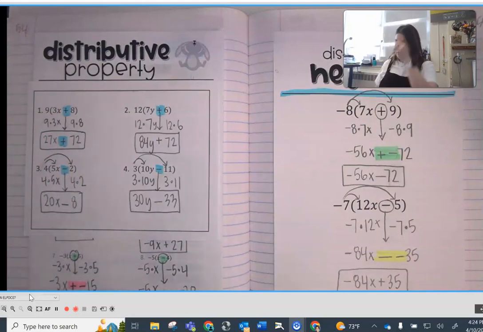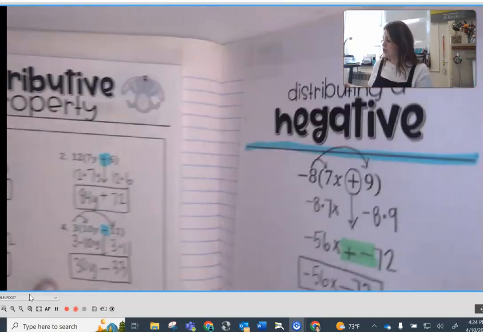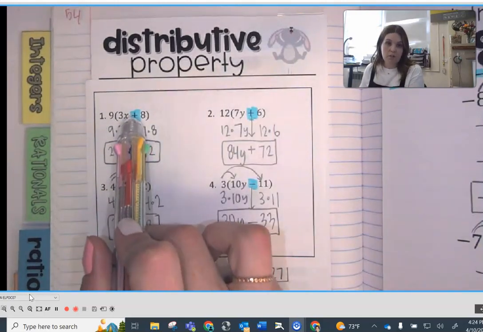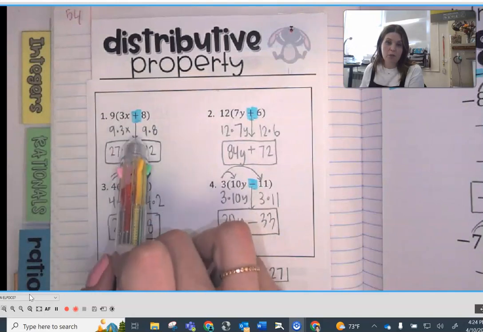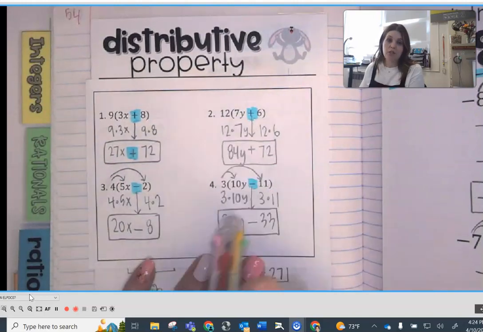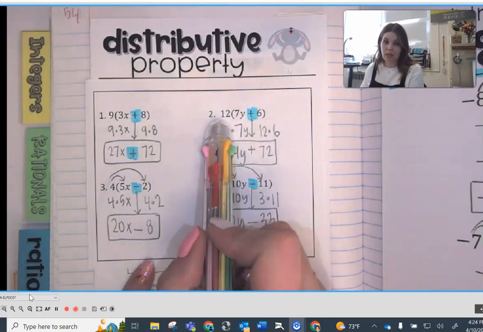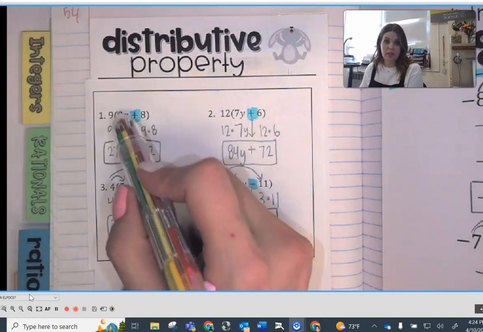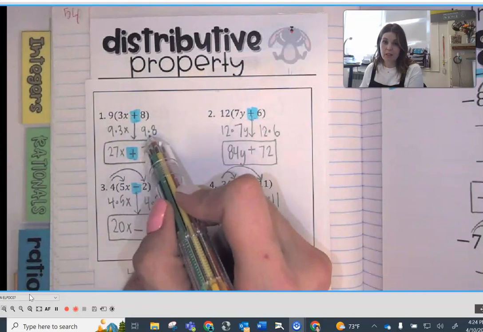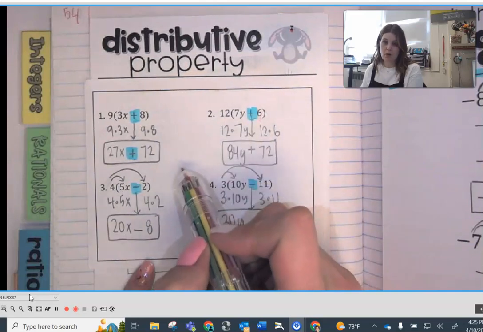So this page reviews just your regular distributive property, hippity-hoppity distributive property. That's why there's a bunny. Some things to highlight are that if the symbol in between is positive, it stays positive, and if it's negative, it stays negative. So these are our most basic distributive property problems. We take this number on the outside and we multiply it to the inside. So notice here we're doing 9 times 3 and we're doing 9 times 8. 12 times 7, 12 times 6. So we're like hopping that number over to both.